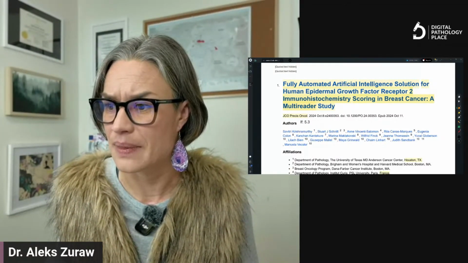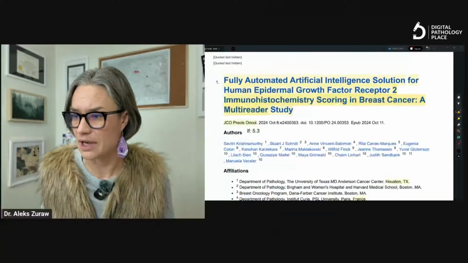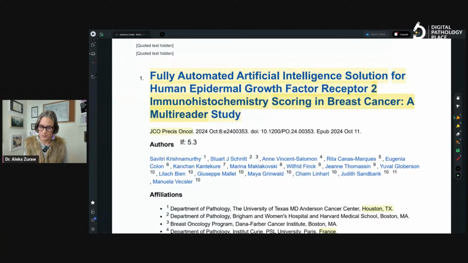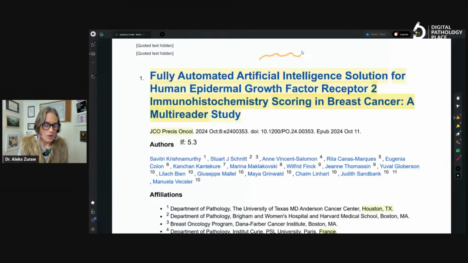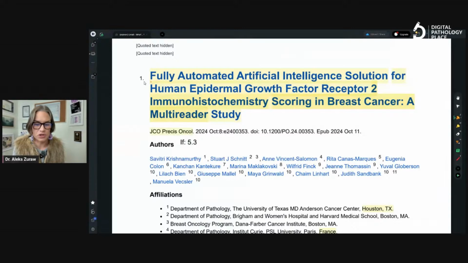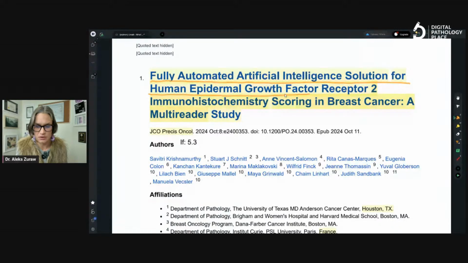Let's talk about the papers. There is a trend today. So we're going to start with, is my thing working? Yes. With the fully automated artificial intelligence solution for human epidermal growth factor receptor 2, this is HER2.